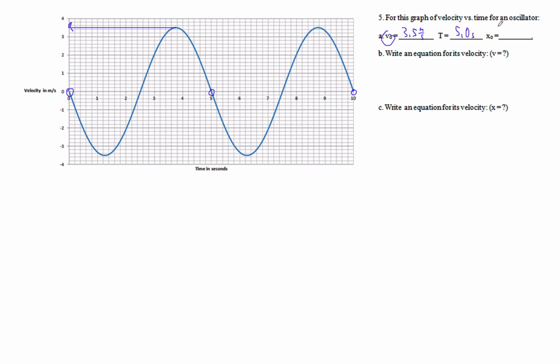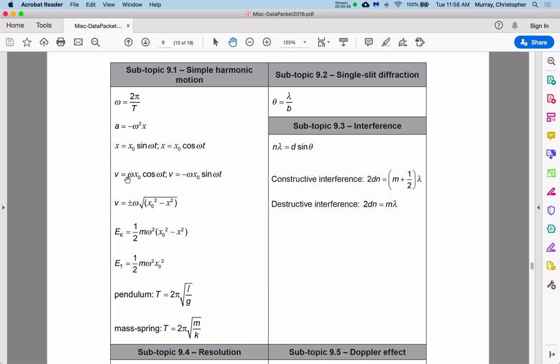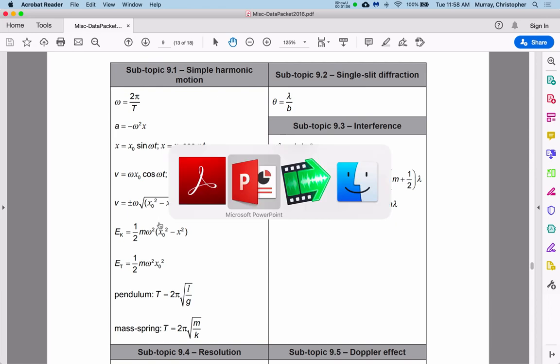And then we've got to figure out what x naught is. So let's figure this out. Our maximum velocity is omega x naught, and we know this from the data packet. If the x is that, then this thing out here, that's the maximum velocity. So it's omega x naught. By the way, you can also get it from this: x would be 0 at the maximum velocity, and then you'd end up with the square root of x naught squared, and you end up with omega times x naught. Whatever makes sense to you.